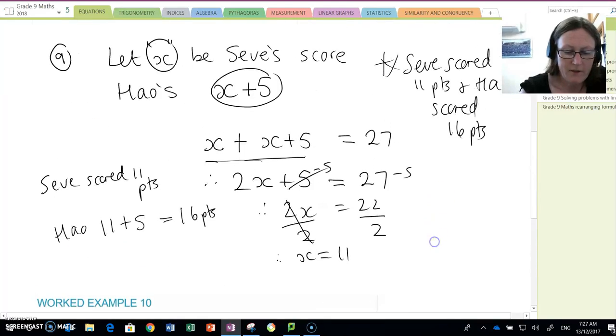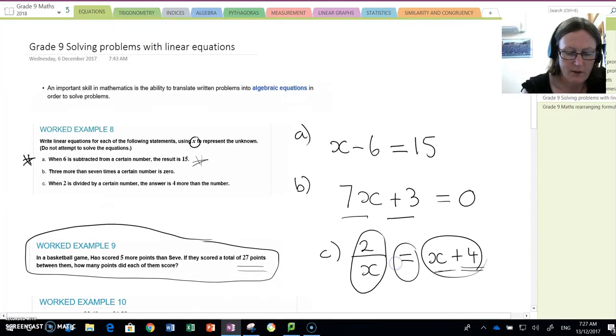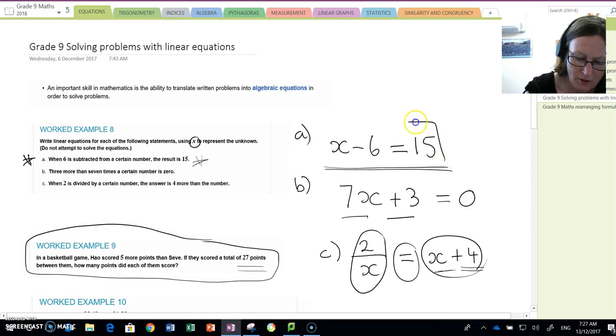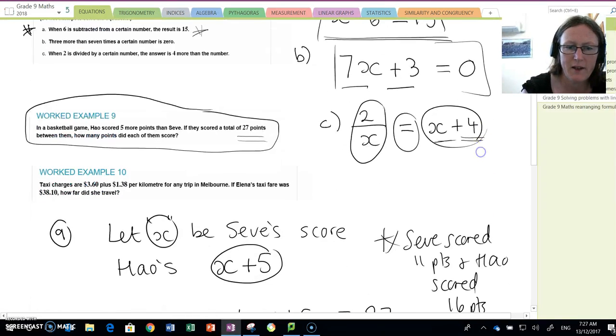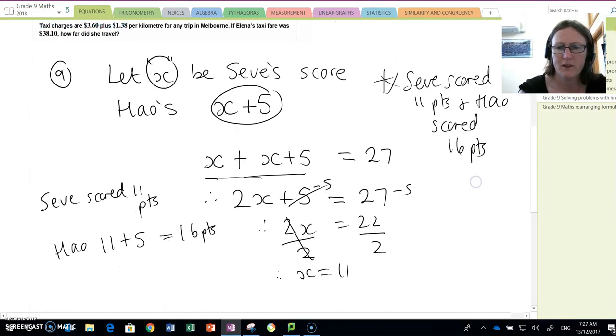Okay, in these, my biggest tip, I guess, is once you've written out the algebraic equation, read the problem again, the written problem, and just see if what you've written does actually make sense. So some questions will ask you just to write the algebraic equation, like in worked example 8. Others will ask you actually to solve them.